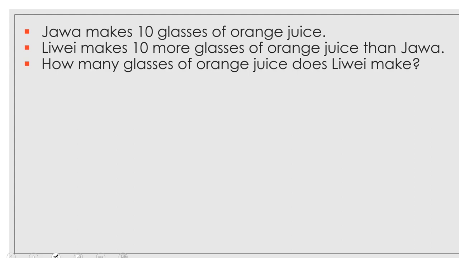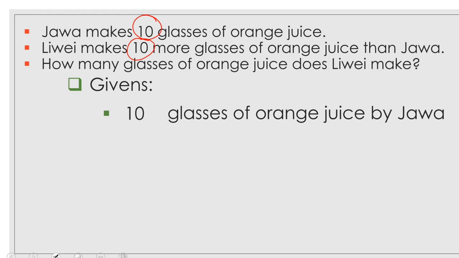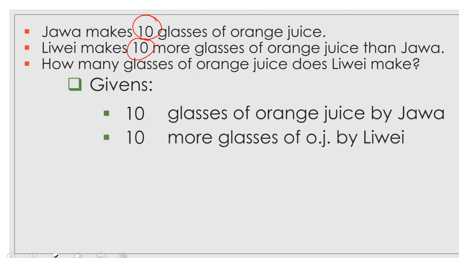So first, we have to identify the givens. What are the givens? The numbers. We have this number and this number. So 10, the first 10, is glasses of orange juice by Jawa. The second 10 is more glasses of orange juice by Liwei. So those are the givens. Now, step 2, what is the problem?